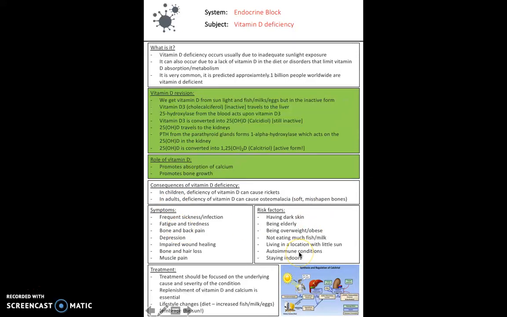The risk factors for developing vitamin D deficiency include having darker skin, being elderly or overweight, not eating much of those key vitamin D sources in the diet, or living in a location with very little sun. So treatment for this condition should focus on the underlying pathophysiology as to why vitamin D is deficient as opposed to actually replacing it.